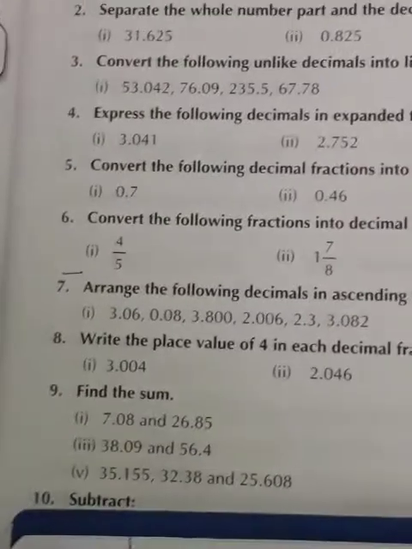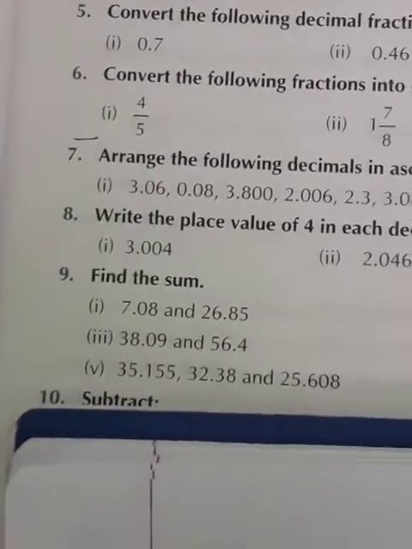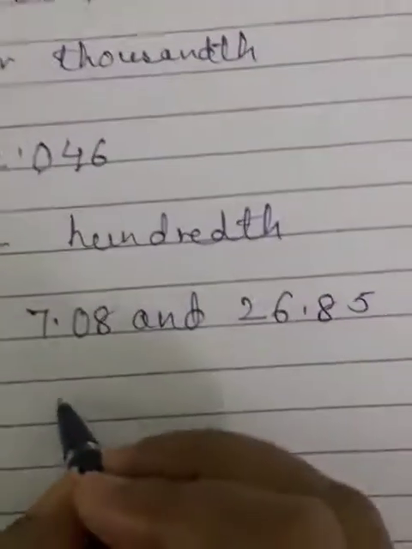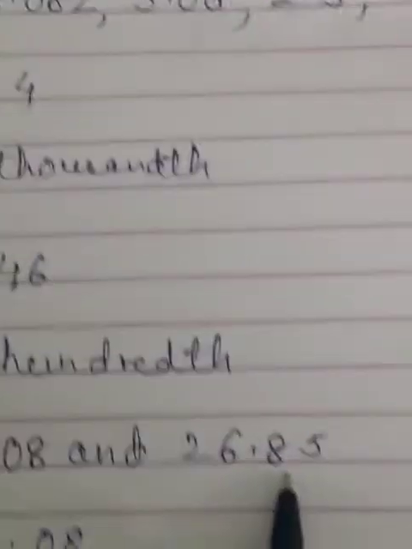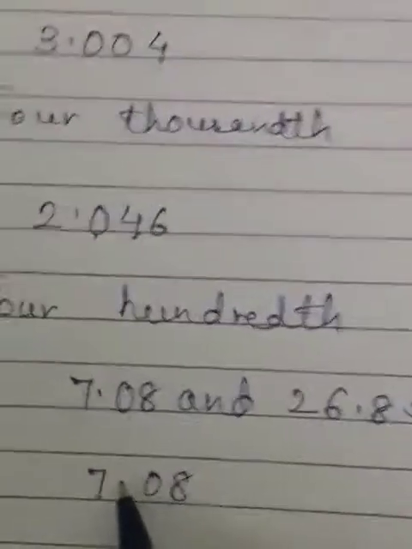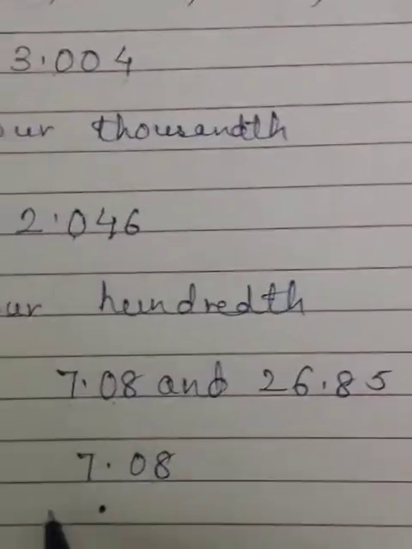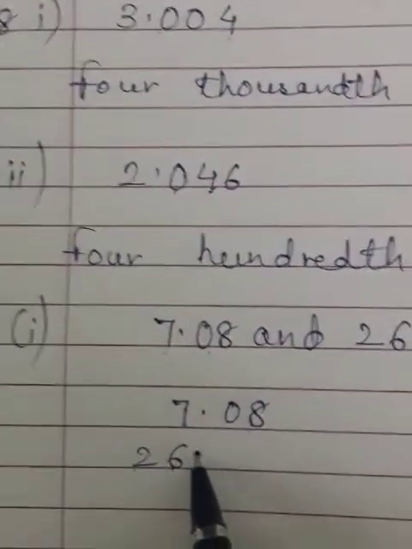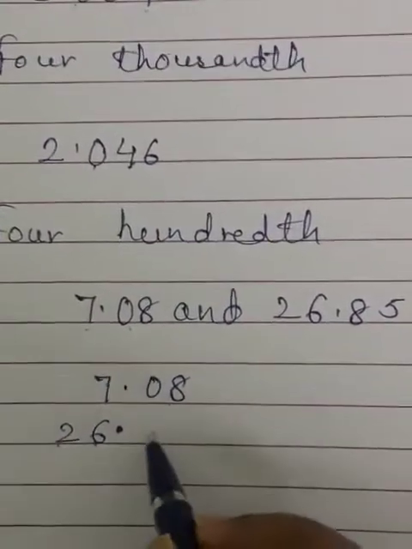Next is find the sum. Question number 9, first part. Sum means you have to add. 7.08 and 26.85. Now listen how you will solve it. Write 7.08, the first decimal number. Below this, write the next decimal number. When you write, the decimal point should be under the decimal point. Before the decimal point is 26, so 2 will be here, 6 will be under 7, because I have to keep decimal under decimal. 26.85, so write 26 point under point 85.